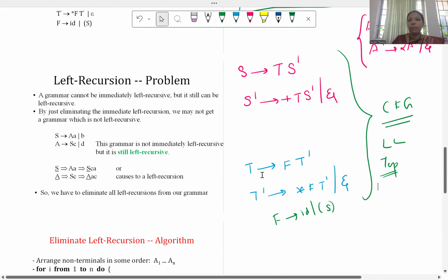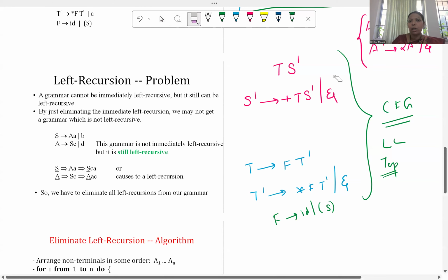Right? So this is how we have to eliminate the left recursion. There is a problem in left recursion. What is the problem? In some of the productions, you cannot directly see the left recursion. If you see in this production, S tends to A dash B, there is no direct left recursion. And in this A tends to SC, there is no direct left recursion, but still there is an indirect left recursion.